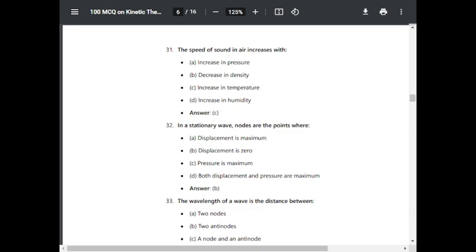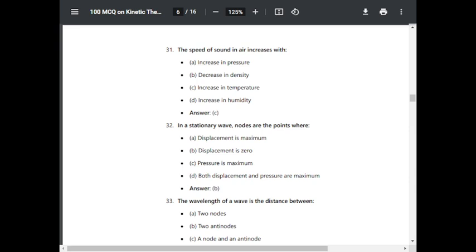Question number 31. The speed of sound in air increases with: option A, increase in temperature; option B, decrease in density; option C, increase in temperature; option D, increase in humidity. The correct answer is C, increase in temperature. The speed of sound in air increases with increase in temperature. Option C is correct.